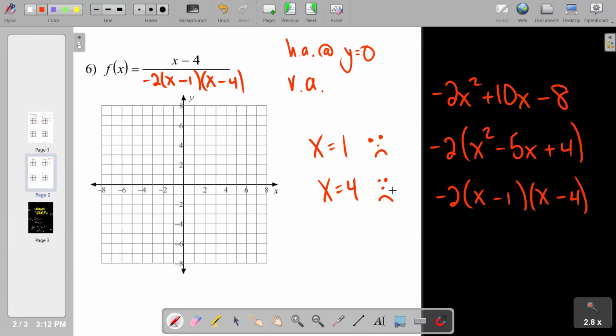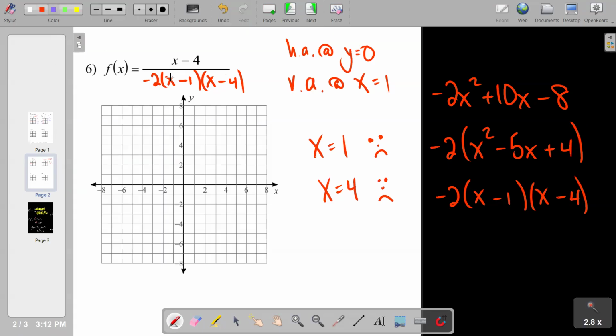Who's the non-fixable bad guy? 1 is. He doesn't have anyone on top that's going to make him go bye-bye. So we can say now that because I can't remove the x minus 1, there is a vertical asymptote at x equals 1. There's not a darn thing we can do about that discontinuity.